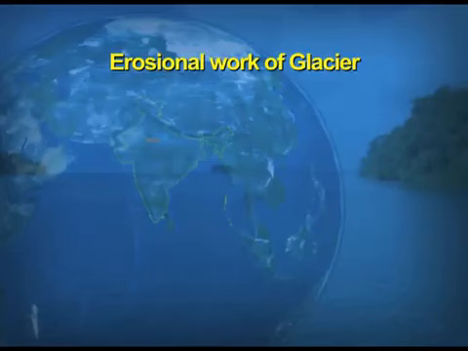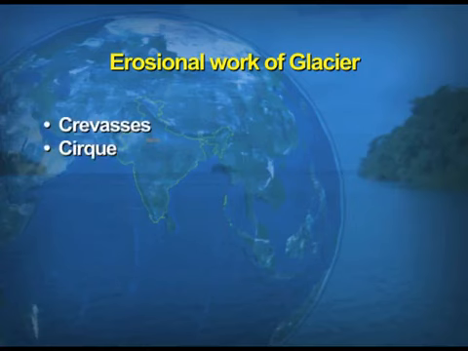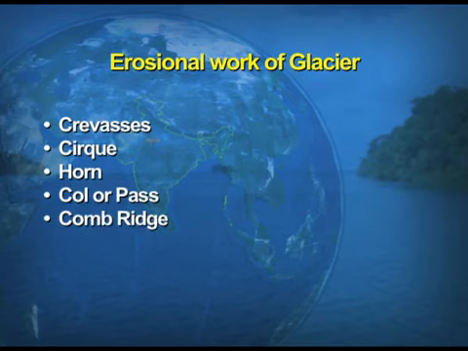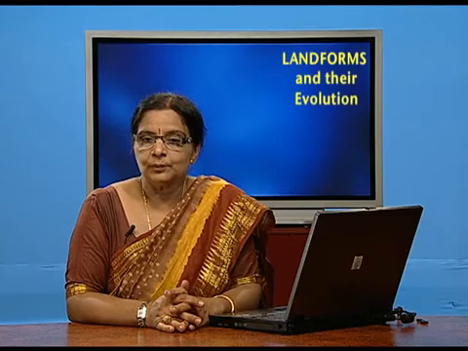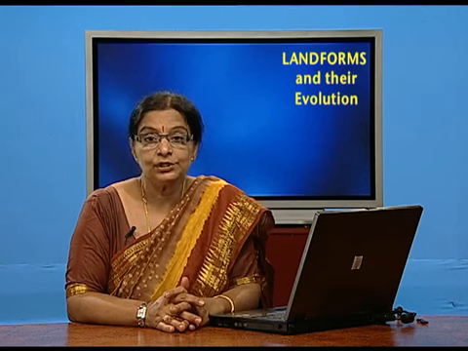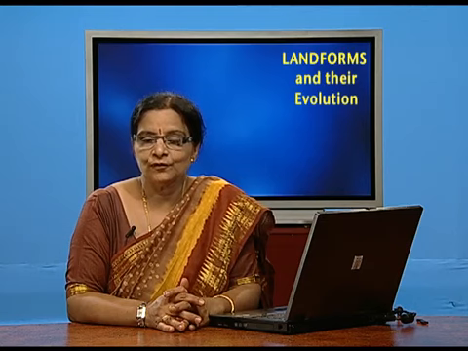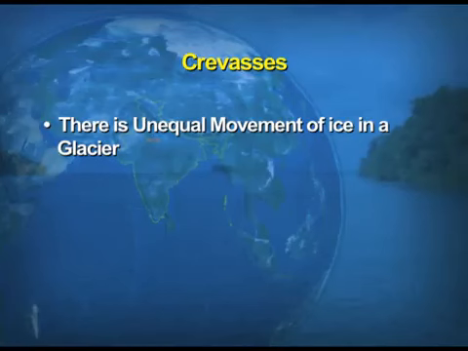Now, children, we will be talking about the various landforms which are formed by glaciers. For example, crevasses, cirque, horn, col, comb ridge, fjord, U-shaped valley and the sheep rocks, which are also known as the Roche moutonnée. Now, one by one we will be talking about how these erosional features are formed. So, first we take up crevasses.